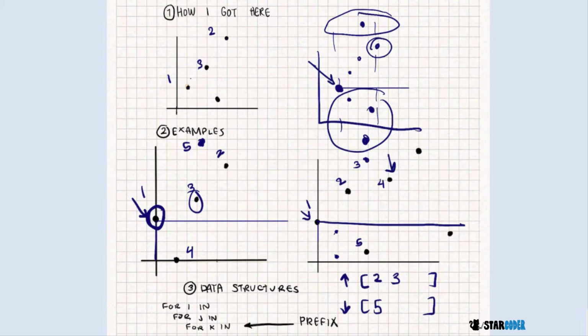So this is kind of confusing, but basically let's say this is the x array and this is the y array.